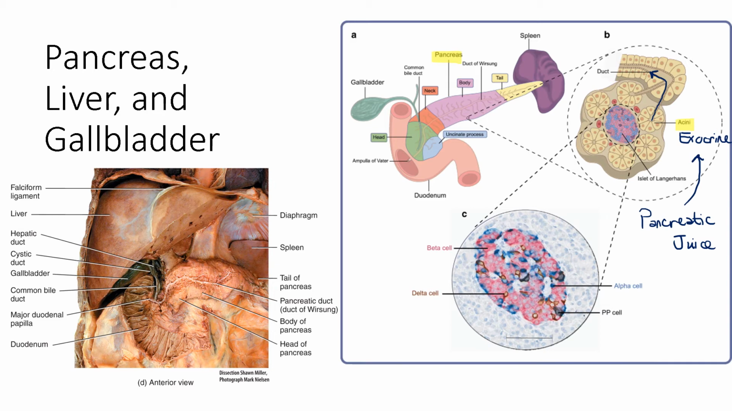Now, the remaining 1% of clusters are called pancreatic islets, also known as islets of Langerhans. So these are also known as pancreatic islets. And these islets of Langerhans are going to constitute the endocrine portion of the pancreas. So here we have this big blown up portion, or blown up pancreatic islet, down here.